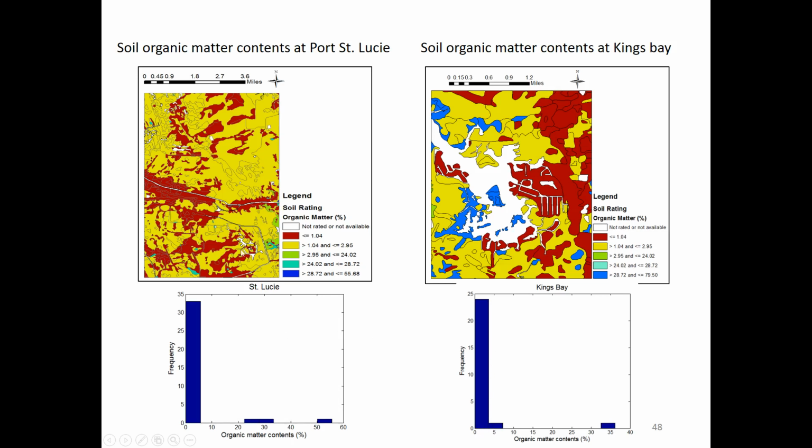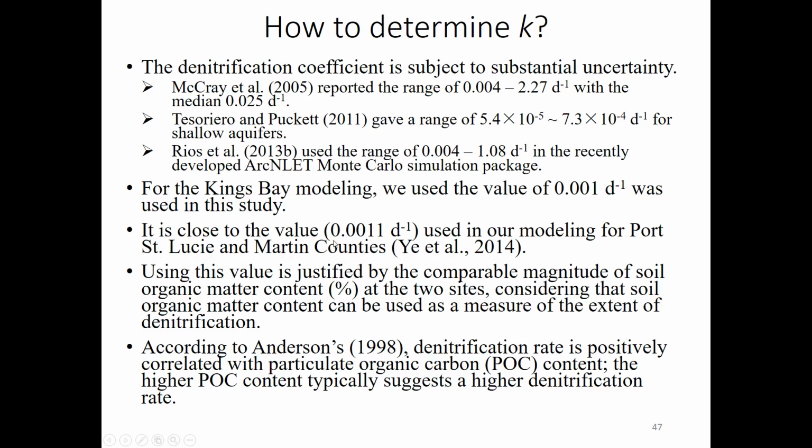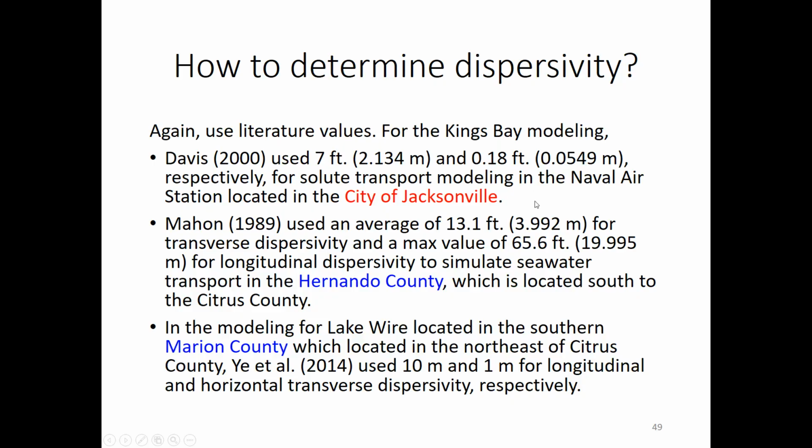So that means the organic content for the two sites is similar, and then we drew a conclusion that the denitrification rate would be similar for the two sites. That's why we take the value from calibration for Port St. Lucie. Then we use a similar value for Kings Bay. Right? And then how are you going to determine dispersivity?